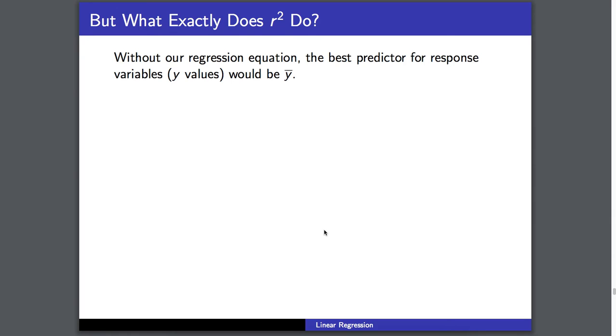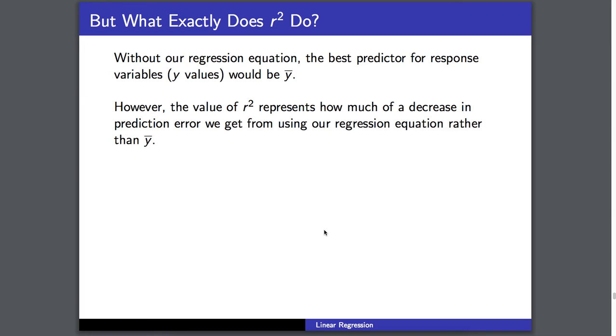Well, without our regression equation, the best predictor for response variables, our y values, would be the mean of the y values. So if we didn't create that regression equation like we looked at in the last video, then our best predictor that we can use for our y values is going to be the mean of our y coordinates in our data set. So again, the least squares regression line was the best predictor for the data set. And if we didn't have that, the best we could do is just take the average of the y coordinates.